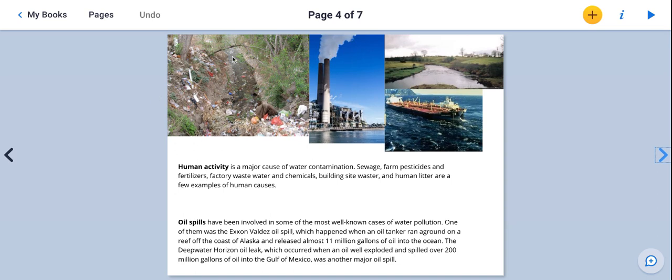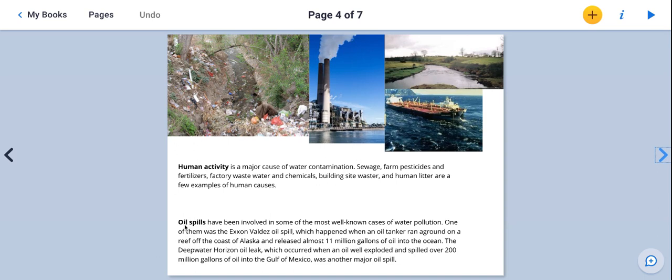Another example is human litter. Sometimes if you go to the beach and maybe you leave behind a plastic bottle or you leave behind rubbish or things from building your sandcastle, this can also cause water pollution.